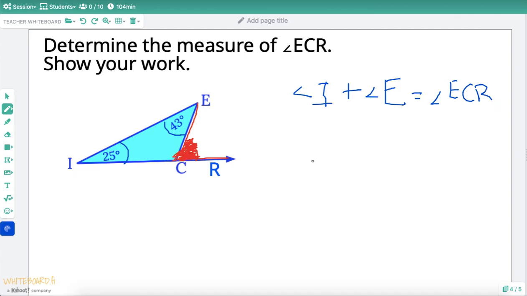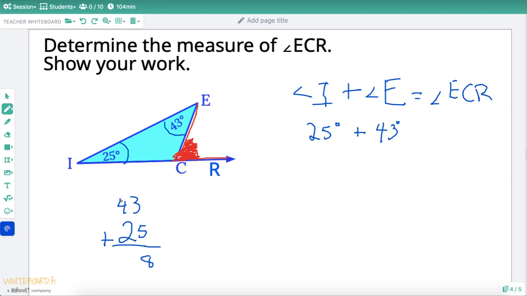All right, so that's what we're looking for. And as it stands, this is fairly simple when it's like this. Angle I is 25 degrees. Angle E is 43 degrees. And we're adding those two things together. So at this point, you either grab a calculator or you grab your scrap paper, you come work on the side like this. It's up to you, whatever is going to work best for you.